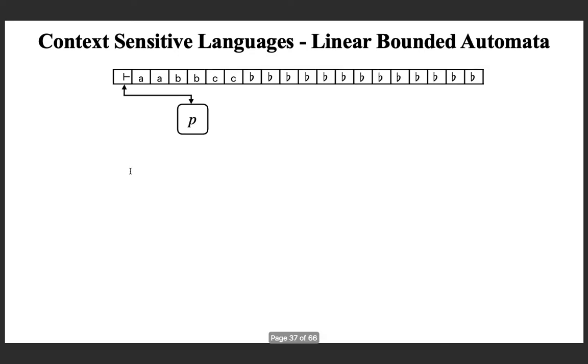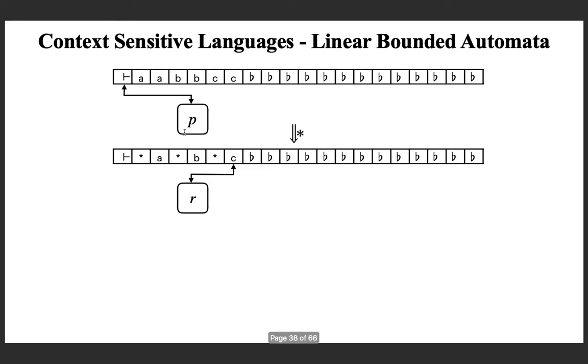Now to understand how a linear bounded automaton works, let us look at an example. Suppose that you are given this input, a square, b square, c square, then all blank symbols, and you assume that you start with the state p. You can have a linear bounded automaton which in a number of steps replaces the first A, first B and first C with a star. So actually matching the number of A's, B's and C's by putting a star. Then it finishes doing so in state R.